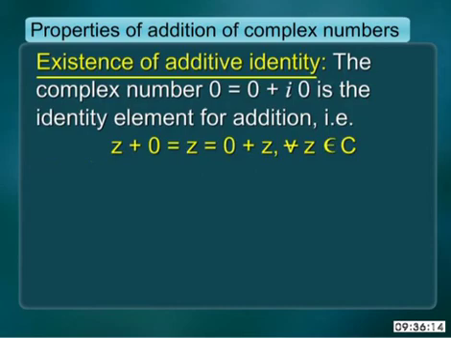The third property is the existence of additive identity. It states that the complex number 0 written as 0 plus iota 0 is the identity element for addition. That is, Z plus 0 is equal to Z, which is equal to 0 plus Z for all Z belonging to the set of complex numbers.